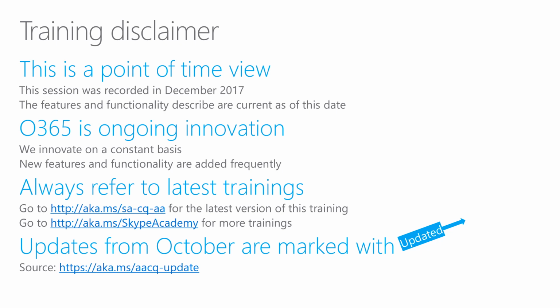Go to aka.ms/sa-cq-aa for the latest version of this training. And you can find more trainings at aka.ms/Skype Academy. Any updates since our last training from October are marked with the update tag. Any additional information behind what those updates are can be found at aka.ms/aacq-update.